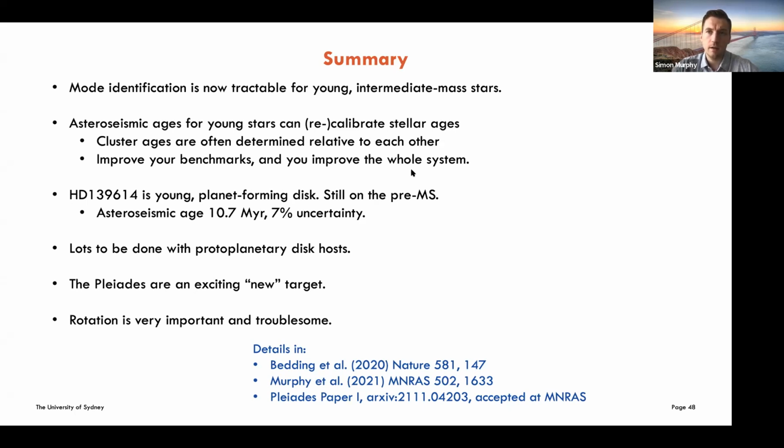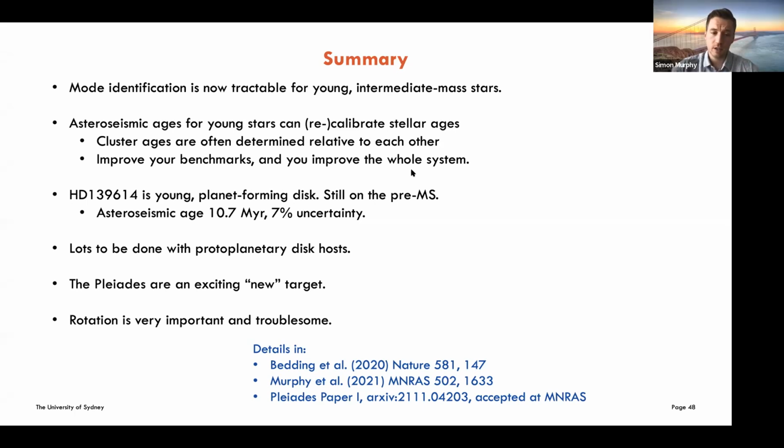And so we can therefore include the structural effects of rotation as well as those frequency splittings that we get in the way that rotation affects the pulsation modes. Does that answer your question? Yeah, thank you. Cool.